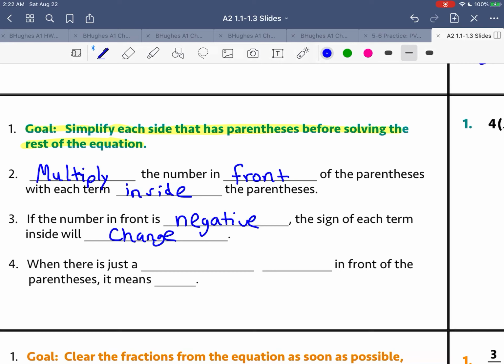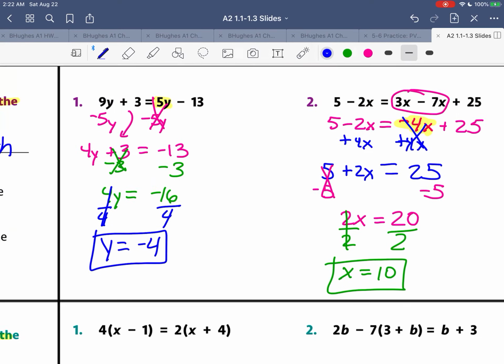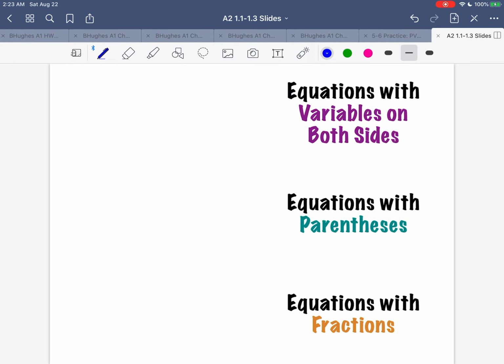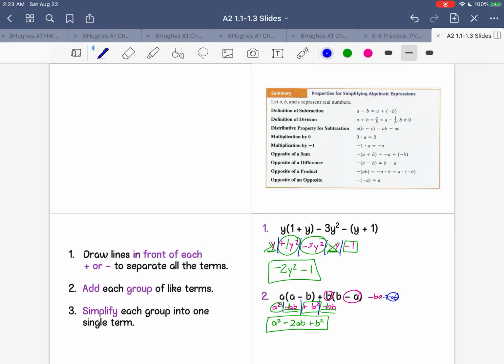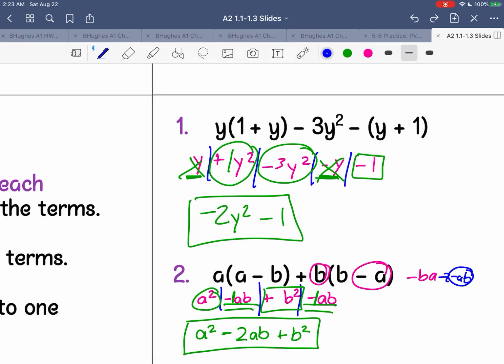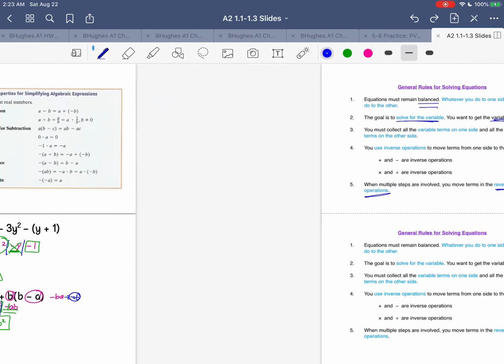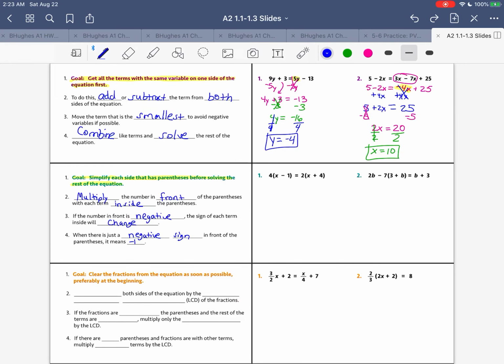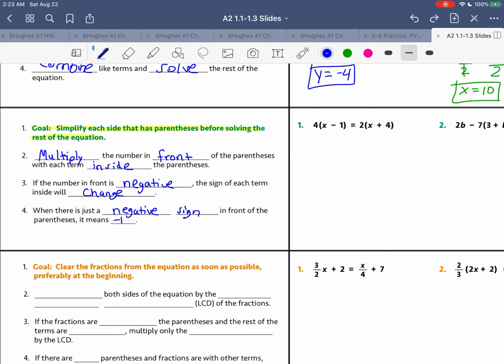And then one more special scenario, which we kind of already looked at, is when there's just a negative sign in front of the parentheses, it means -1. Now, we didn't have any of those up here, but we did have them on our last page, or the page before that, when we were simplifying expressions. Remember, we had this negative in front of the y plus 1, which means that when I multiplied it, the y term became negative, and the 1 became negative. Okay, so same idea when we're solving equations with parentheses.